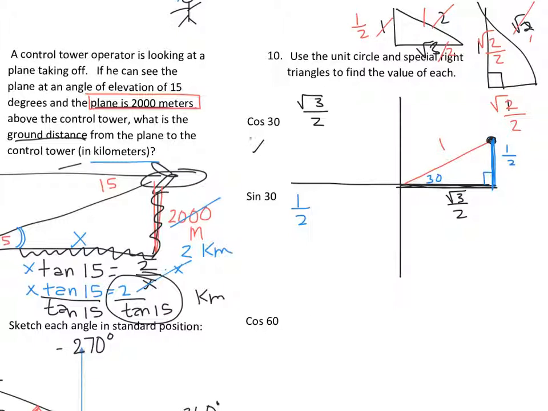So draw your right triangle, write the ratios out. Cosine is always the x value, sine is always the y value. Or you could do cosine as adjacent, which is over this, divided by hypotenuse. So this divided by this is root 3 over 2.